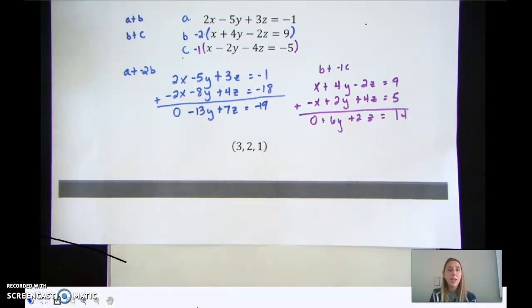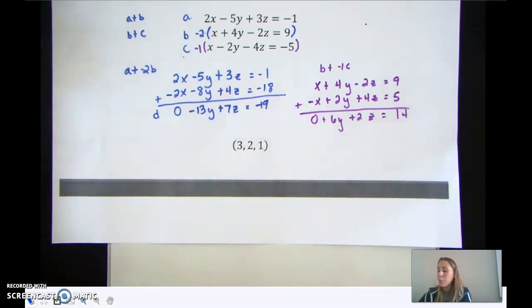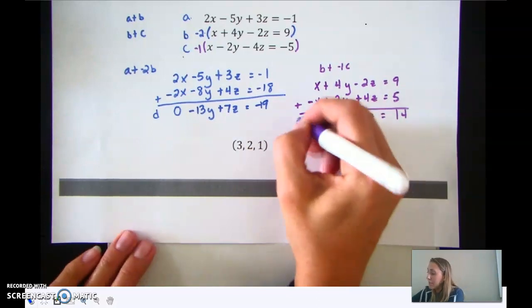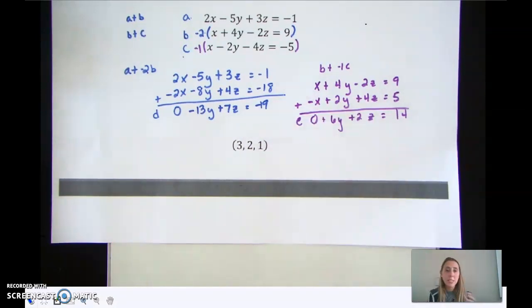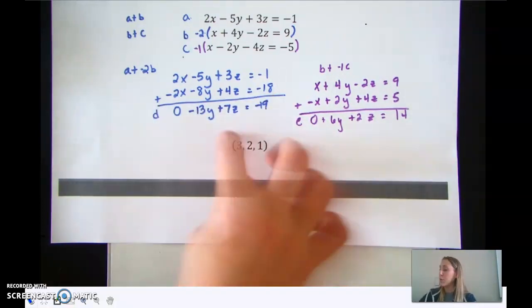Okay, so now I have some new equations that I'm going to use. I don't know where this black line came from. Let me get rid of that. Sorry about that. I am going to now label this. This new one right here is going to be D, and that purple one right there is going to be E. I'm not going to worry about the zeros when I put those together. So now I'm going to add those two equations together.